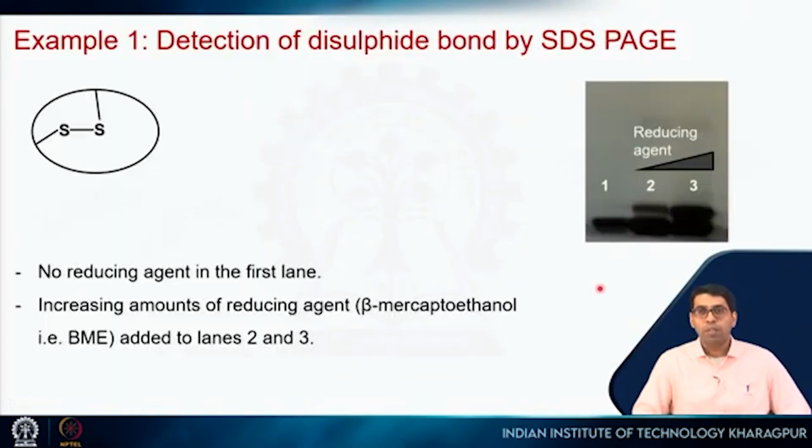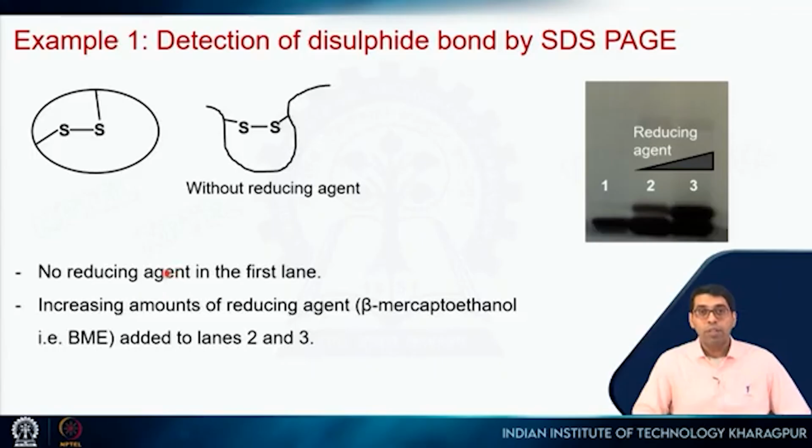Okay, so besides looking at purity of your protein or seeing whether the protein has the correct size, you can also do some other interesting experiments. For example, let's say your protein forms a disulfide bond like this, right? And you want to confirm. So you know that there are two cysteines, but you don't know whether these two cysteines form a disulfide bond or not, right? So what you do is you can run your samples. So you run your gel where in one sample you do not put any reducing agent, okay? Then in the second sample you put some reducing agent. In the third sample you add more reducing agent, right?